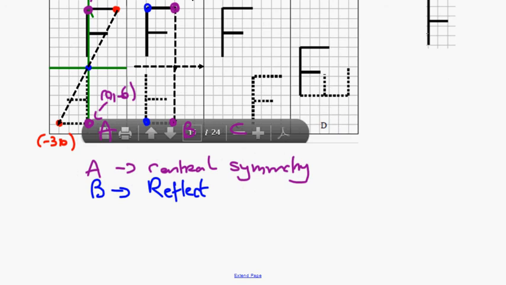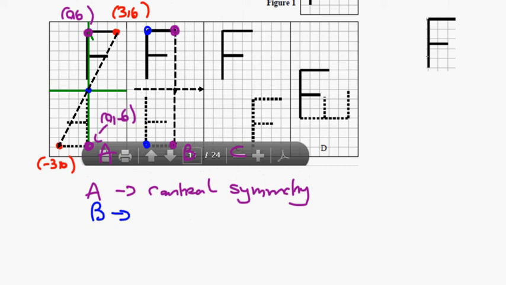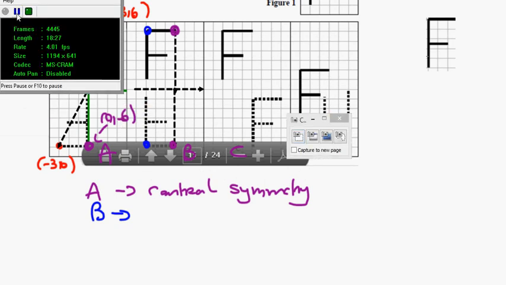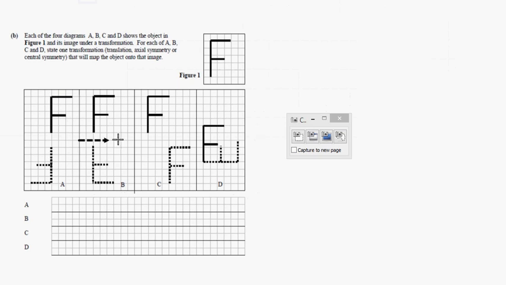So axial symmetry refers to like a fold in it. So as I was saying, B is axial symmetry, because you can see that the symmetry here is that it gets reflected in the x-axis and goes the same distance down. You see that it keeps going, it goes to the axis, then the same distance down. So this is axial symmetry in the x-axis.